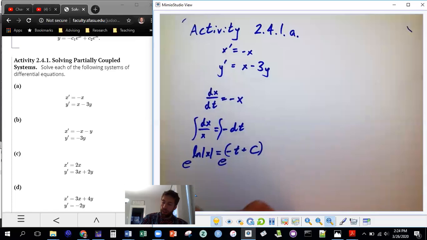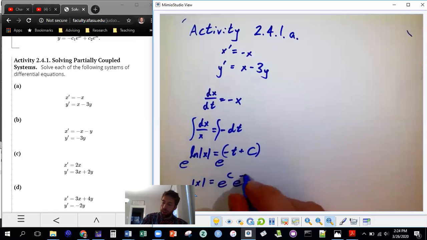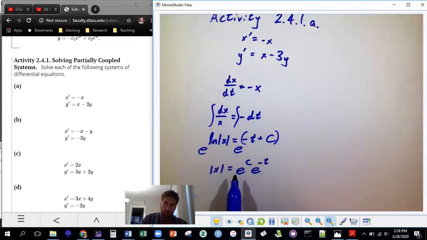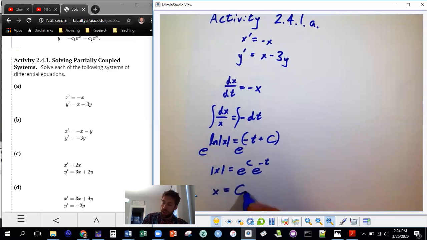Then I get absolute value of x equals e to the c times e to the negative t. I'll make e to the c a new constant, which I'll just call c, because I don't care about that last constant. And then I'll let it swallow up the absolute value, so it's just x equals c times e to the negative t.